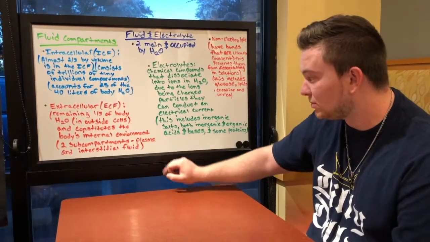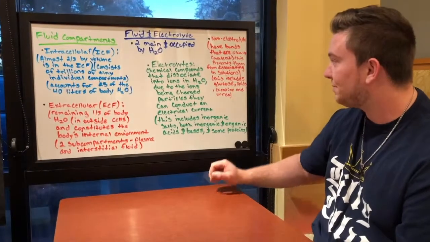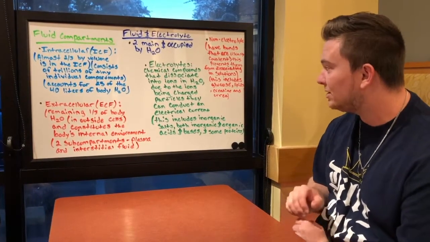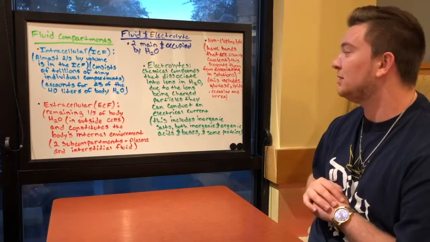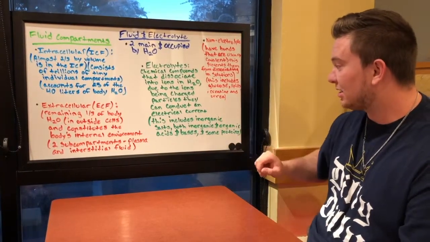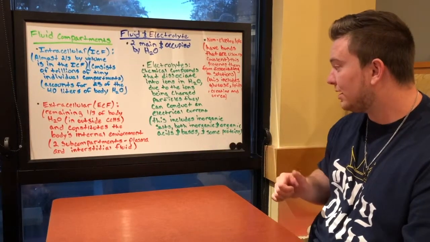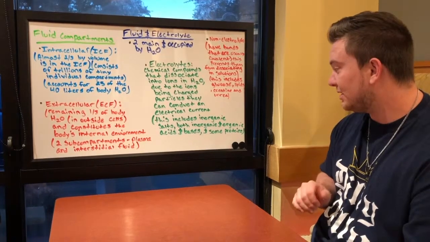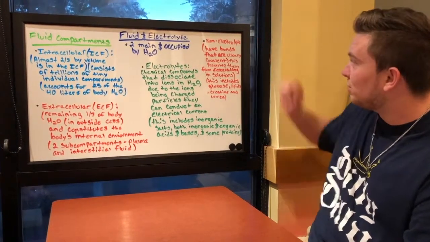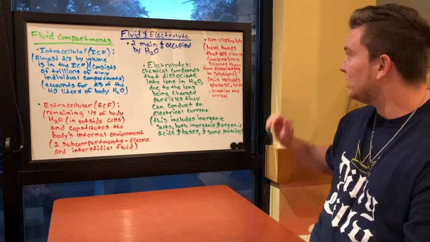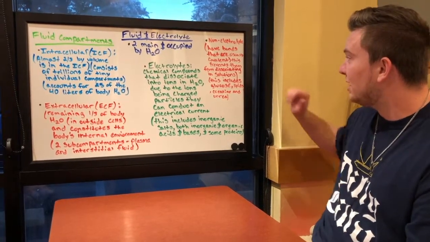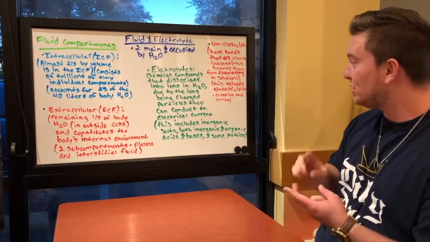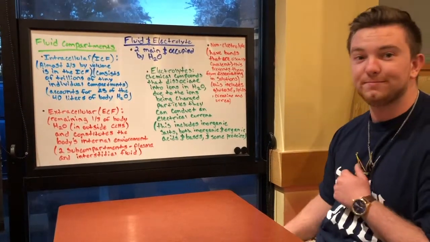There are two subcompartments, which are the plasma and interstitial fluid. And there are electrolytes, which are chemical compounds that dissociate into ions in water, and due to the ions being charged particles, they can conduct electrical current. This includes inorganic salts, both inorganic and organic acids and bases, and some proteins. Then we have the non-electrolytes, which have bonds that are usually covalent, and this prevents them from dissociating in solution. This includes glucose, lipids, creatinine, and urea.